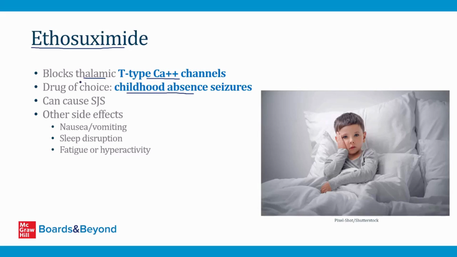In terms of side effects, ethosuximide is associated with Stevens-Johnson syndrome, which is a serious skin reaction that many other anticonvulsants are also associated with. And then beyond this, it has some of these side effects listed here, non-specific things like nausea and vomiting. It can disrupt sleep for children who have to take this drug. And some children become fatigued on this drug while others get stimulated and can become more hyperactive.